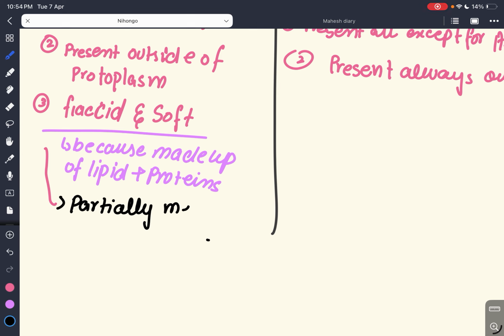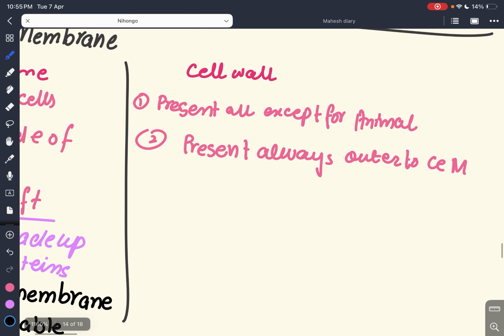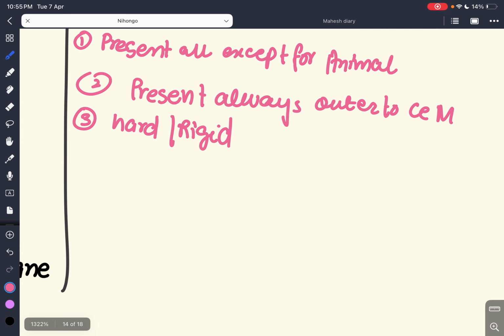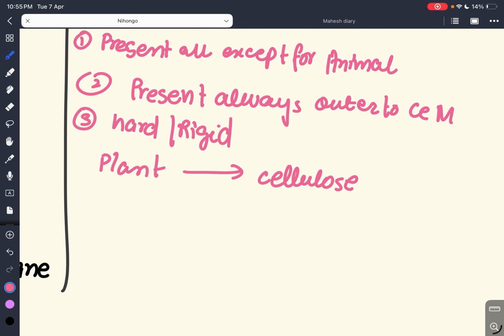What I mean by partially permeable membrane is that it allows some substances to pass through, not all. Now when we talk about cell wall, it is hard and rigid. Why? Because of the composition. अब plants में क्या होता है, ये बनी होती है cellulose की, जो बहुत hard structure होता है. We talk about bacteria में it is made up of peptidoglycan.